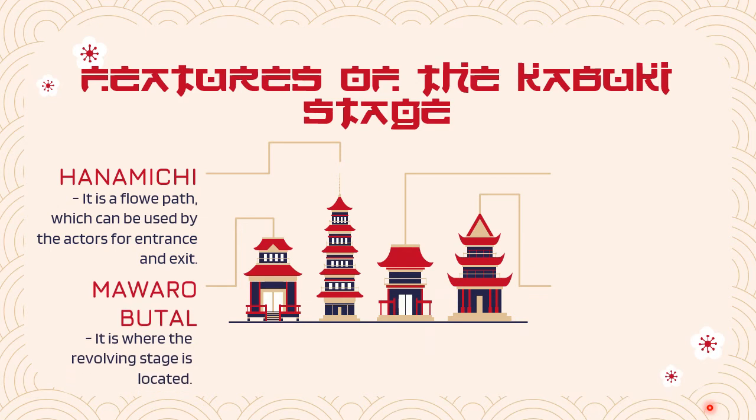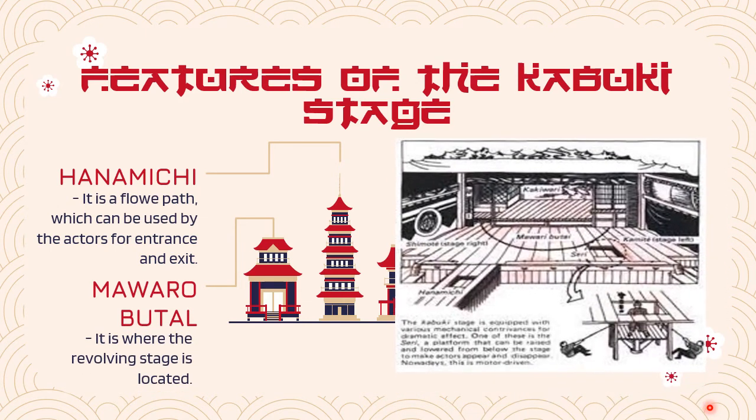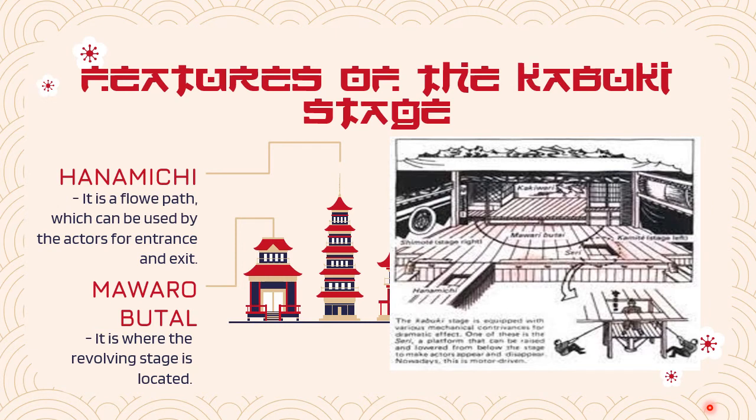So, another one is Mawari Butai. So, it is where the revolving stage is located. So when we say revolving stage, umiikot. So bakit kailangan nila ng umiikot na stage? For them to change the setting. Kung kailangan nilang palitan yung pangyayari. So kung halimbawa ngayon sa bahay, then later on iikot yung stage, nasa ibang setting ulit sila, which can help to build the story in the kabuki. So that is Mawari Butai.